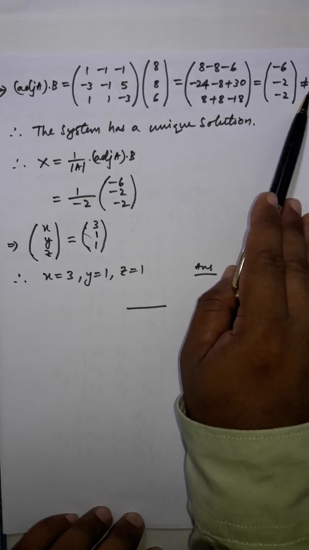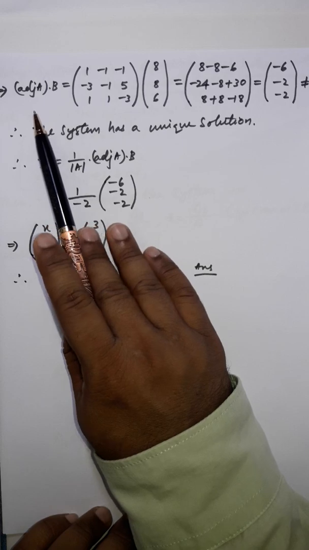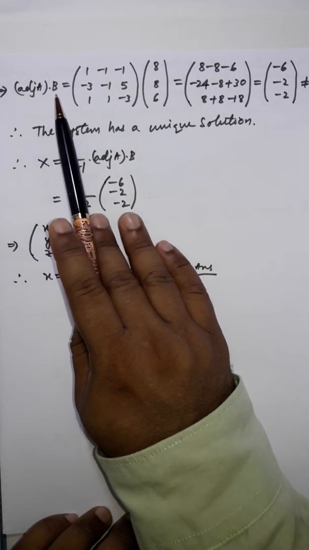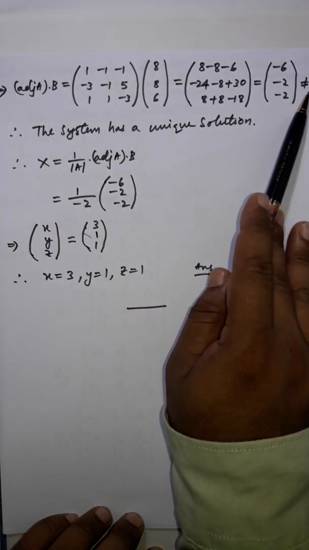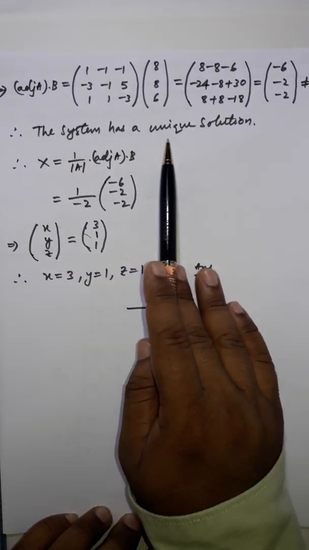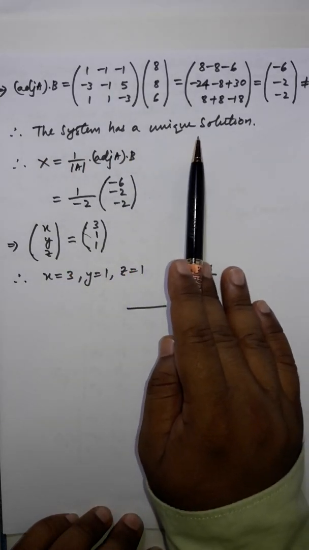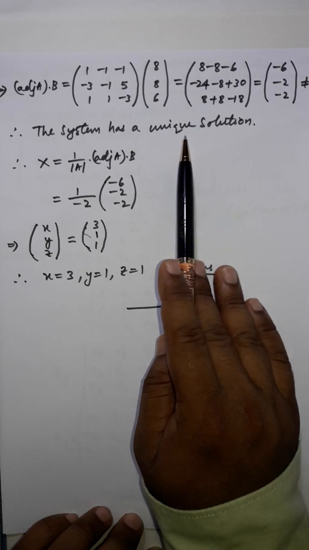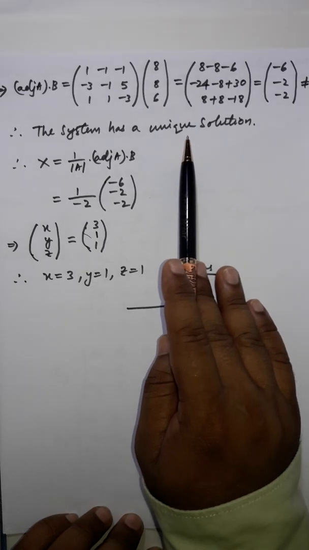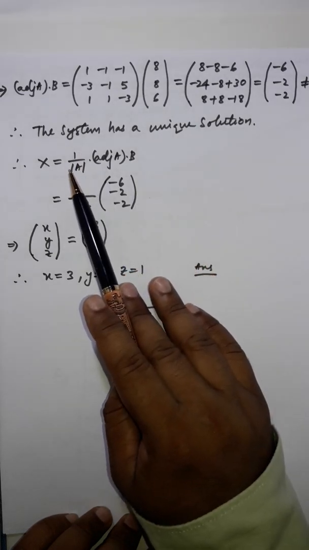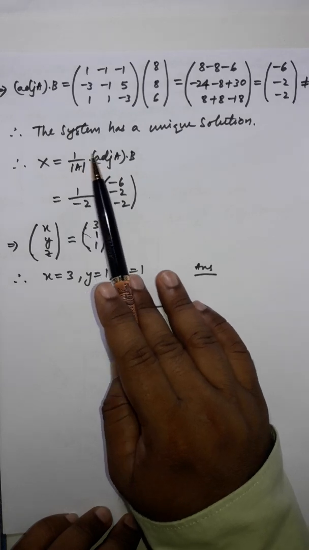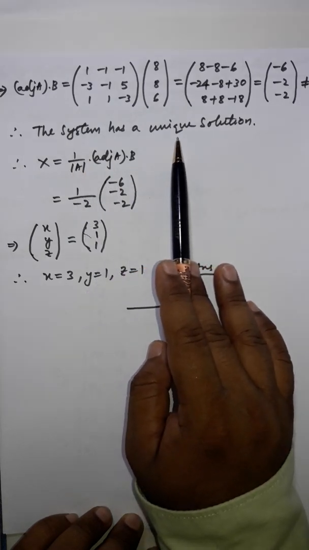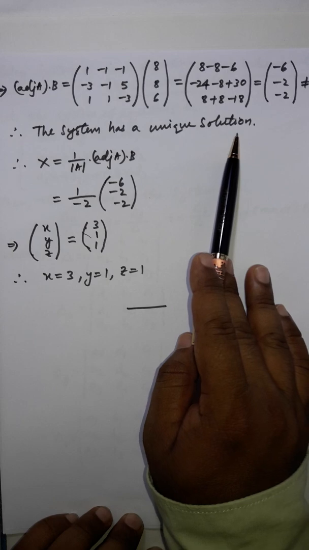As all the elements in this column matrix are not 0 at a time, it is not a 0 matrix. Now, if the adjoint of A multiplied with B does not result in the 0 matrix, then we can say that the system has a unique solution. It has a unique solution. You can see those conditions in the category box I have given. Now we are confirmed that we are going to get a unique solution.